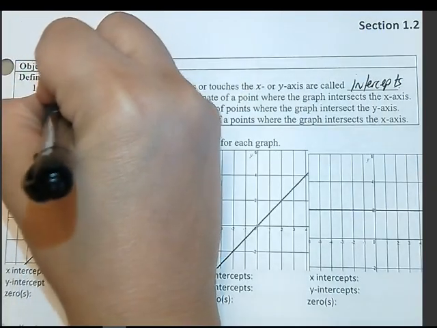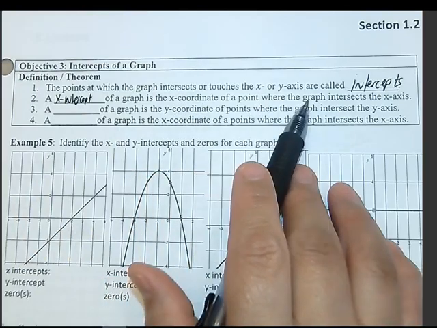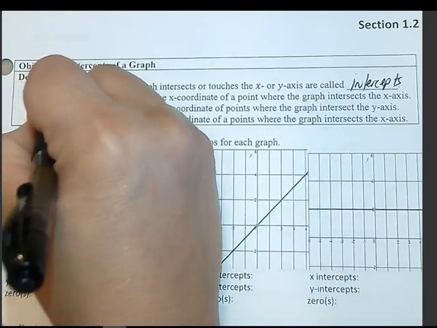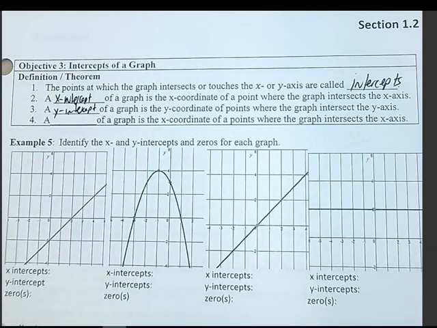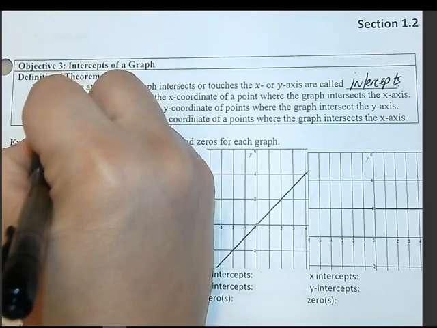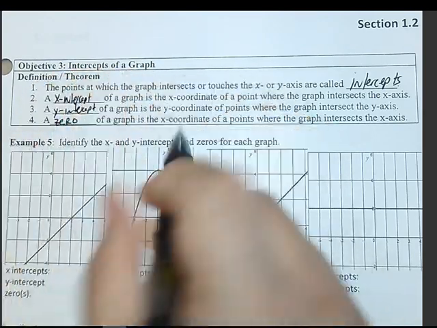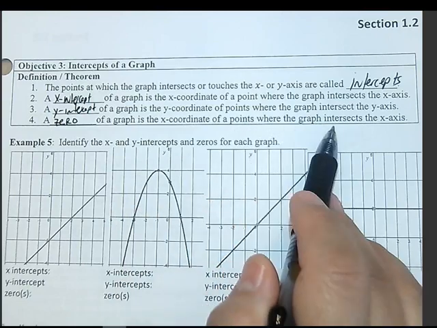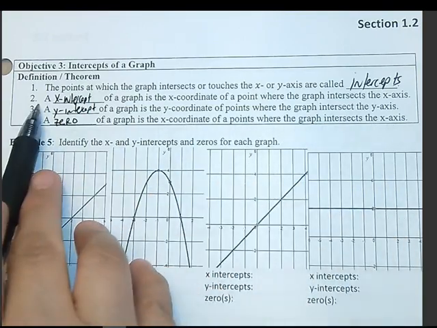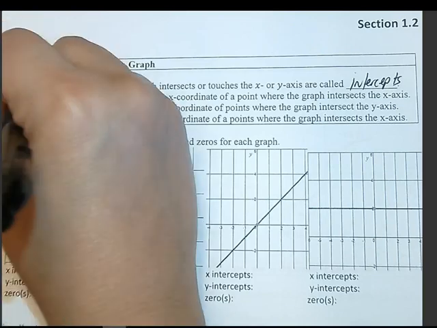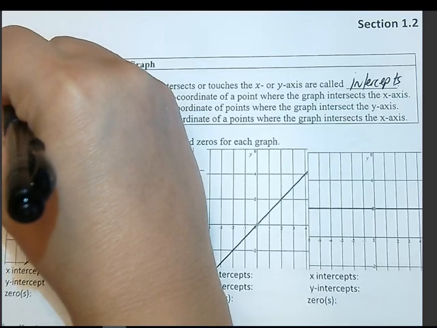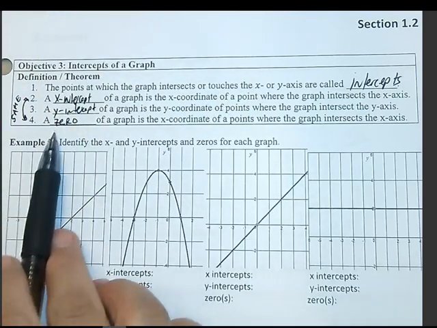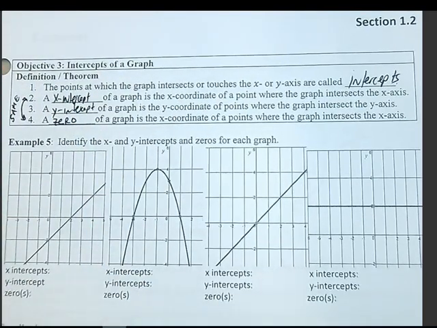The x-intercept is the x-coordinate of a point where the graph intersects the x-axis, and the y-intercept is where the graph intersects the y-axis. And then we also call something called the zero. A zero is the x-coordinate of a point where the graph intersects the x-axis. Notice that it's the same definition as number 2. So these are the same definition. And so we call them x-intercepts or zeros when they're crossing the x-axis.